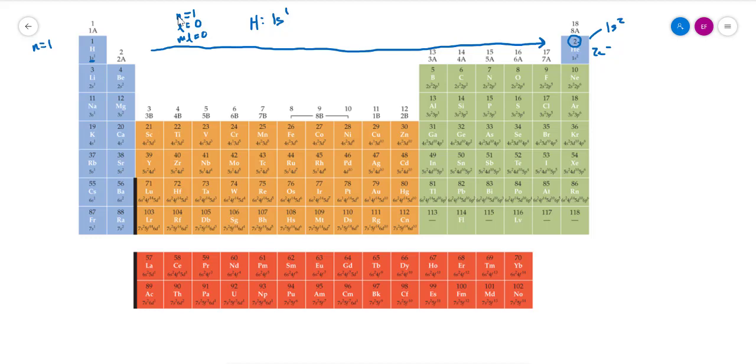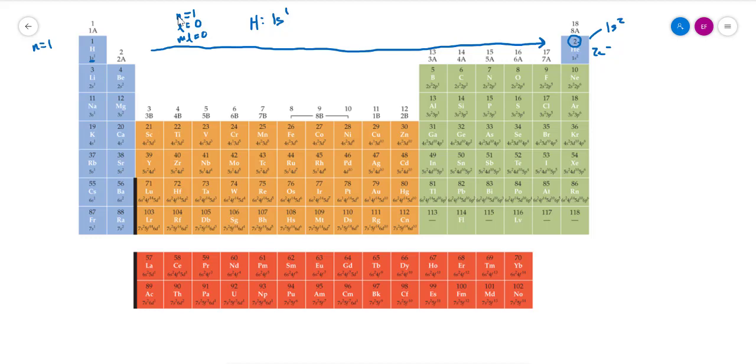Now we jump down. Because we can't have a 1p orbital. Why can't we have a 1p orbital? Well, our L value is constrained by the fact that it can only be up through n minus 1. And if n is equal to 1, L equals 0, that means we can never have an L equals 1 for a principal quantum number of 1. So that's done. We're done. 1s2 is the only orbital that can exist with a principal quantum number of 1.